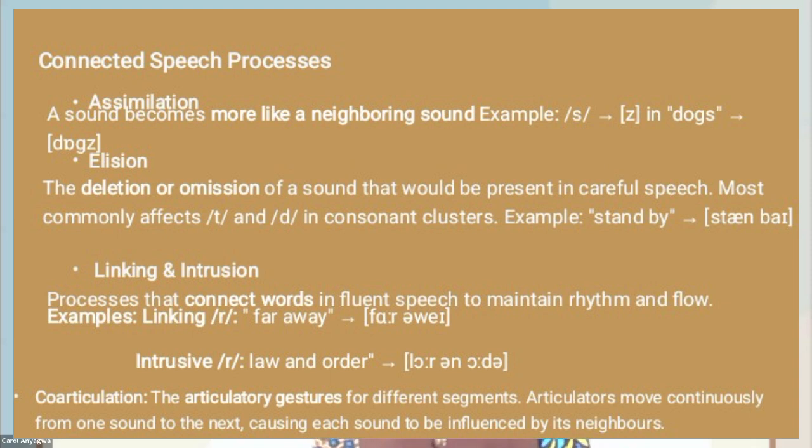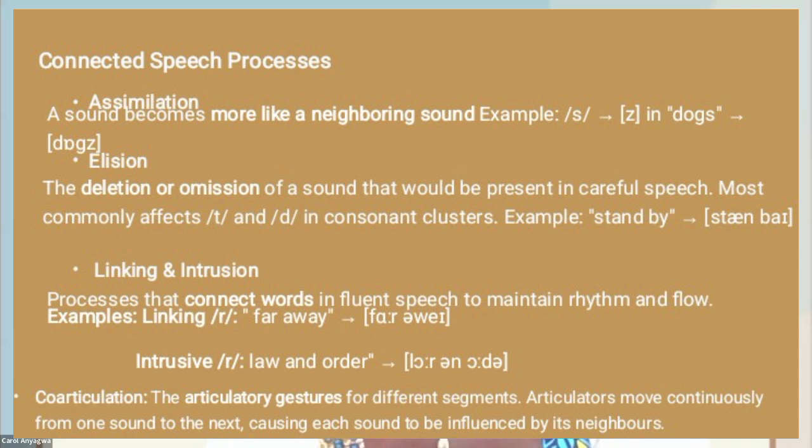That is linking. Compare it to the intrusion process where a non-existent sound surfaces to link or connect sounds together. So, for instance, I have "law," then I have "order." But when I combine it, I'll say "law-r-and order." So both linking and intrusion are processes that connect words in fluent speech. And the purpose is to do what? To maintain rhythm and flow.